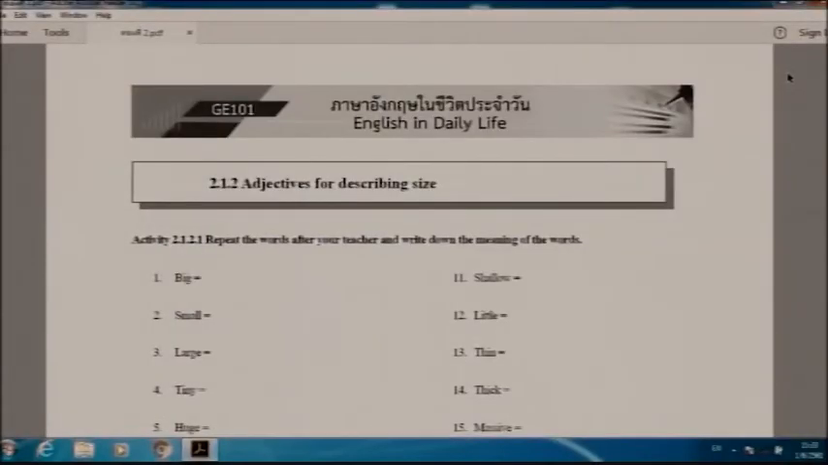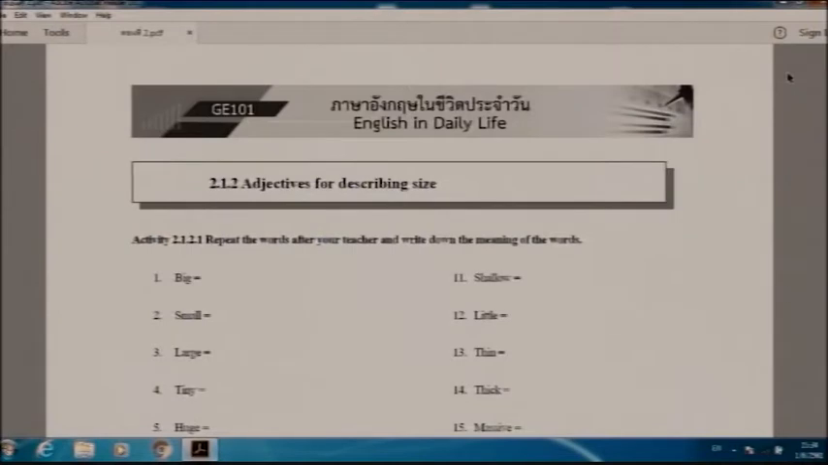Let's continue. We have adjectives for describing size. We had talked about size. And we said we have big. Can we remind ourselves about the pronunciation? Number 1 is big. Number 2 is small. It is either big or small. Then large, tiny. Number 3 is large. Number 4 is tiny. Number 5 is huge. Something huge is beyond being big.